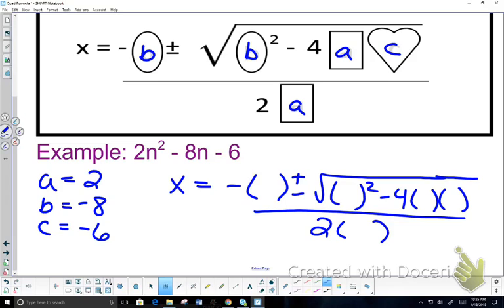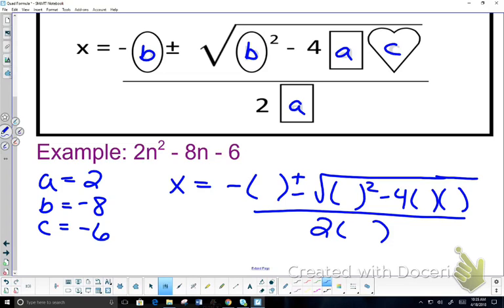Quite often when students draw this fraction bar, they don't draw it all the way under. A lot of the time they just draw it from here over. The entire top is divided by 2a. Make sure your fraction bar is the entire distance or your answer will be incorrect. We ready to plug in?